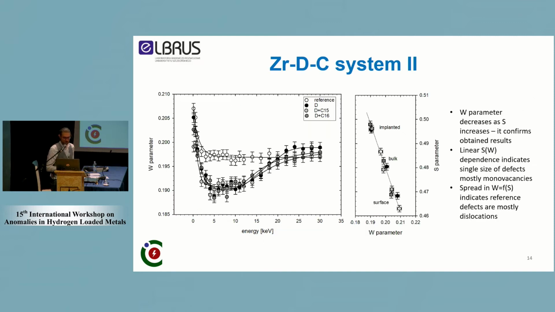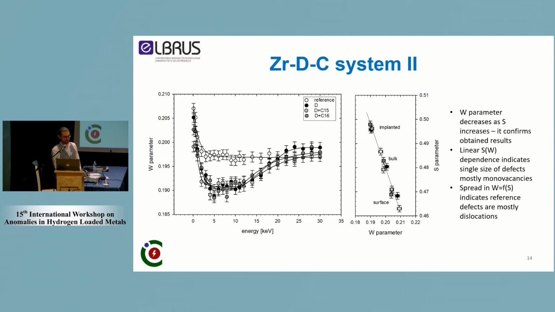Here I'm presenting the W parameter results. So we have inverted but similar results to the S parameter. It basically confirms what we have seen before. Here we have a large decrease of the W parameter, which indicates a large accumulation of defects at the surface.